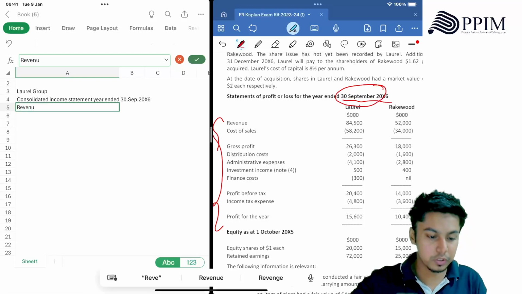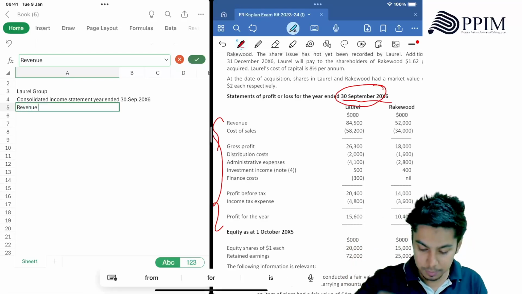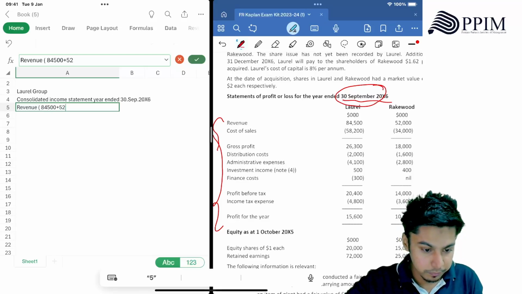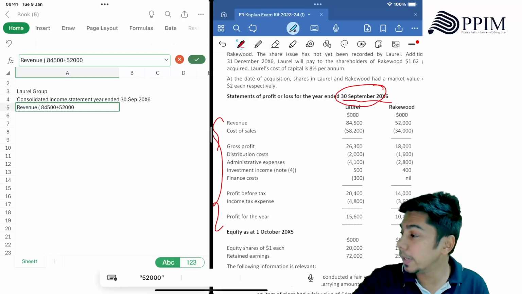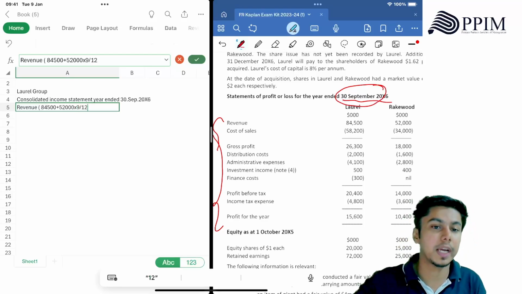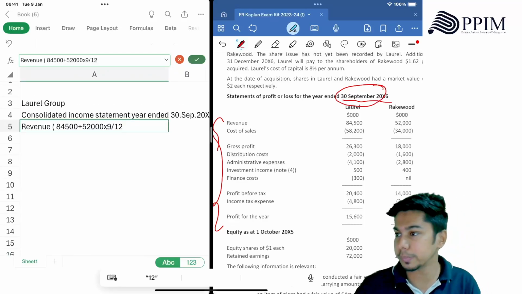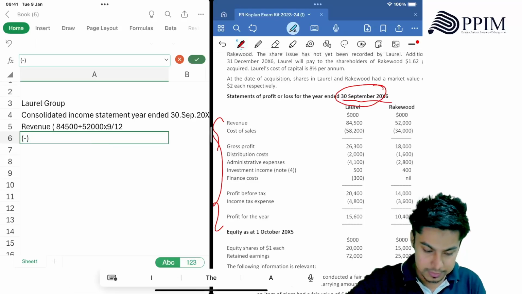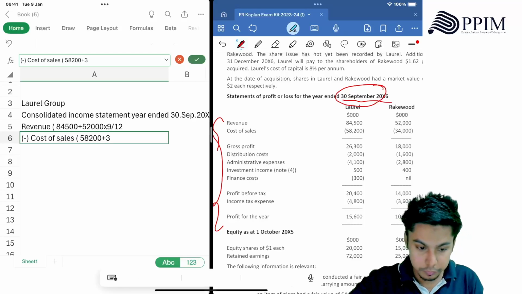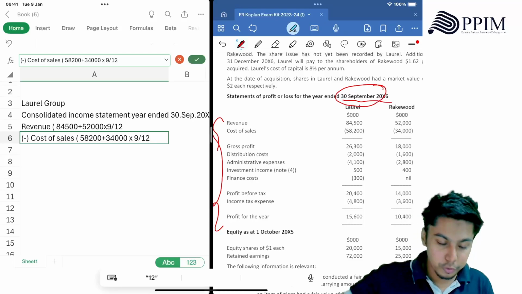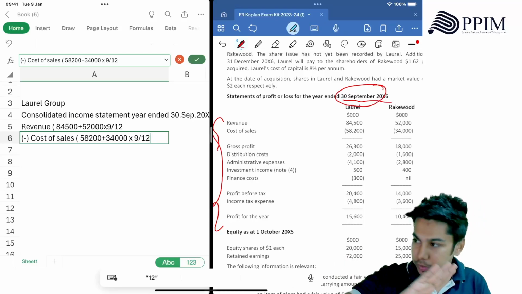First one, revenue. How to mark revenue? Parent plus subsidiary, so mark 84,500 plus 52,000. But guys, listen, this is how many months subsidiary? Only 9 months. So for the subsidiary number, you should put 9 over 12. Copy the structure. Next one, cost of sales: 58,200 plus 34,000 into 9 over 12. In the real exam also, you should do the same thing, only typing. No need to think anything else.